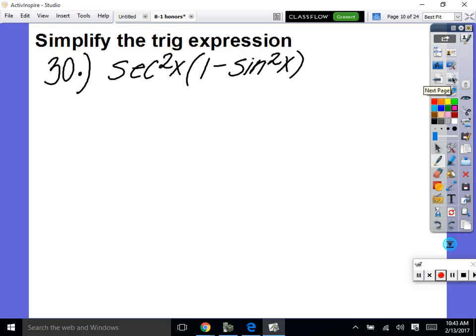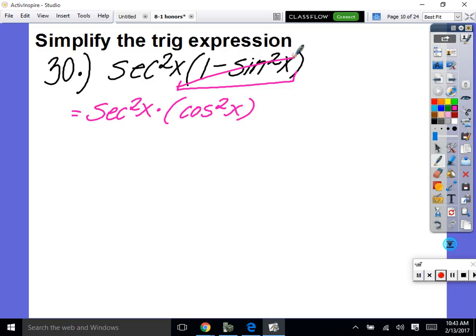Let's do another one. So number 30, secant squared x times 1 minus sine squared x. There's so many ways we could tackle this problem. Is there anything, like any ideas of where we should maybe go with this? I like that. Let's change that to what? Yep. So this is secant squared x times cosine squared x, because that is the same thing as 1 minus sine squared x. Good, that's exactly right.